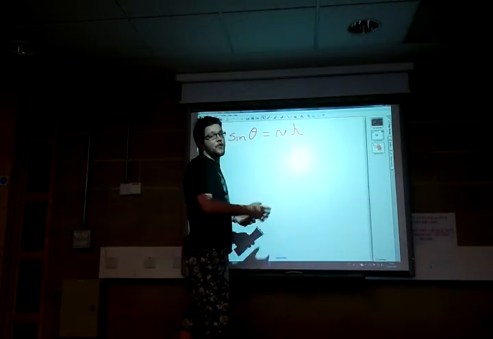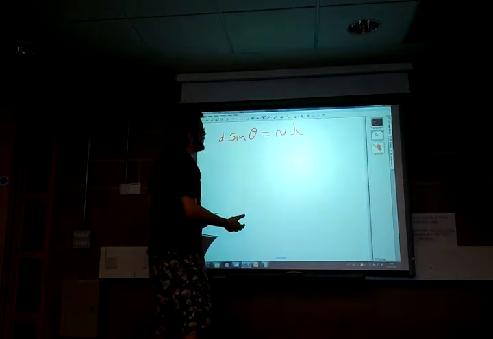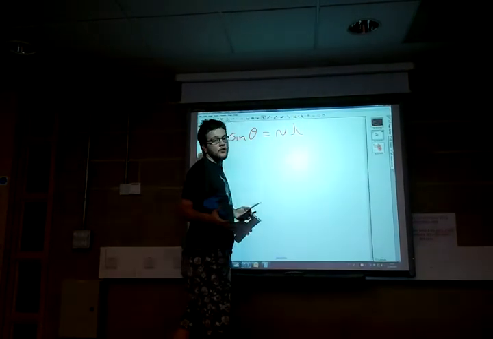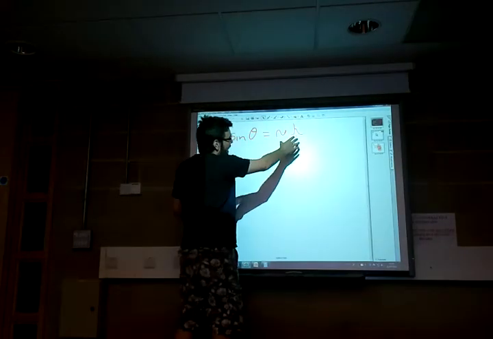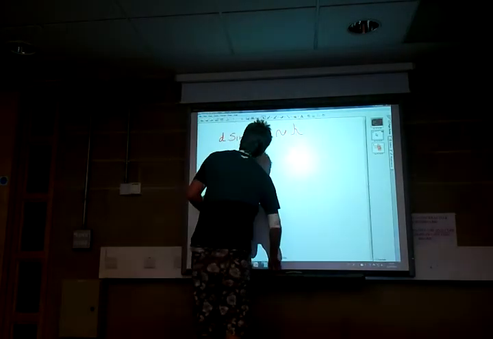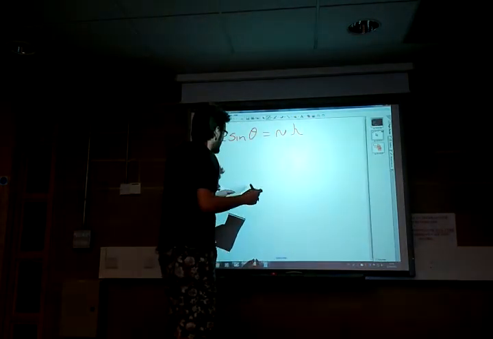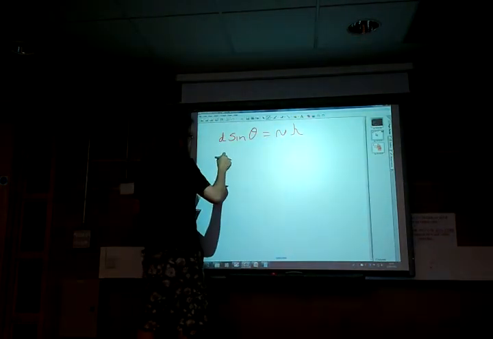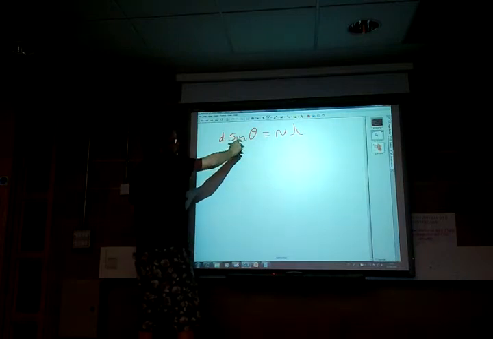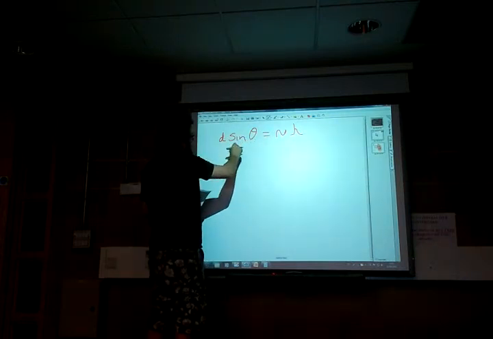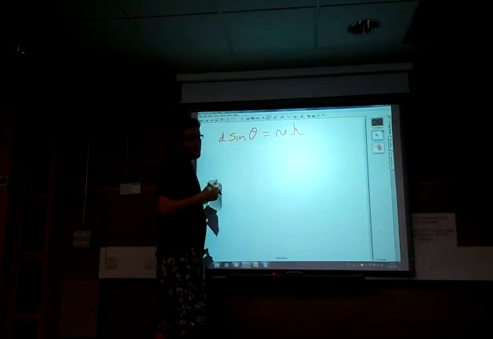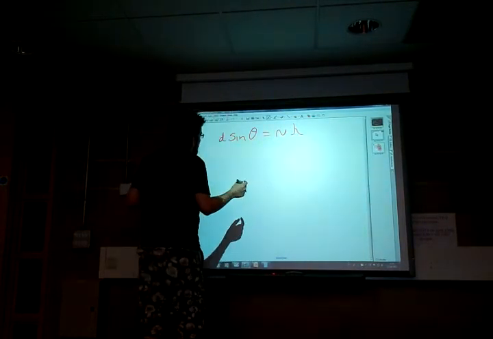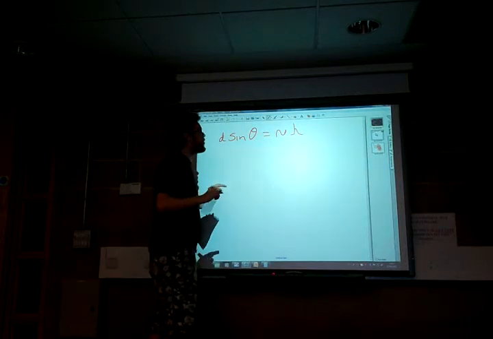All n stands for is the order of light that you're trying to find. So it could be the first order or the second order, whichever one you're trying to find. And again, we've got lambda, my poor attempt at drawing lambda, which is our wavelength. So what we want to do is find our angle. We don't know our angle, but we do know, or we're going to make up, the distance in between the lines on our grating.